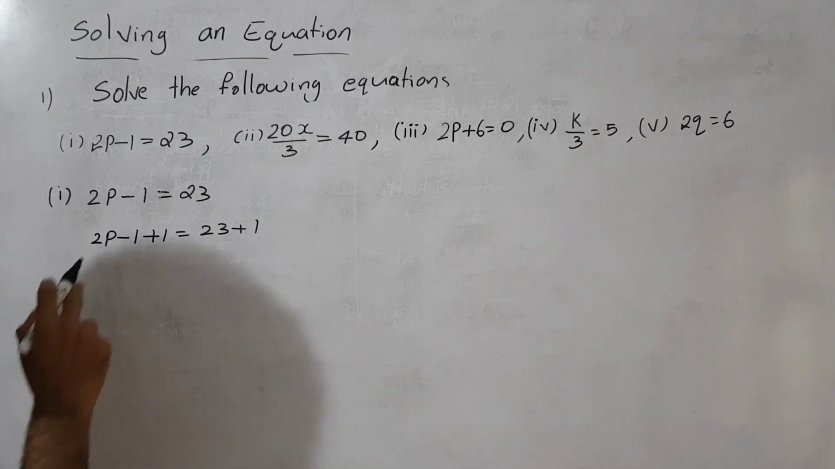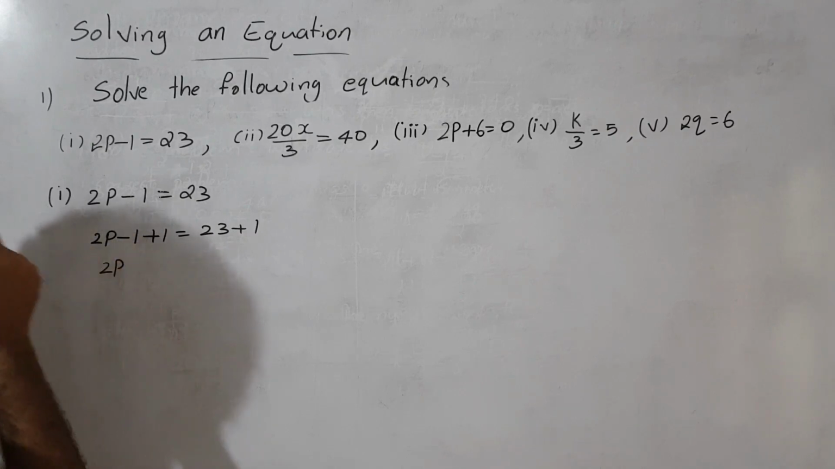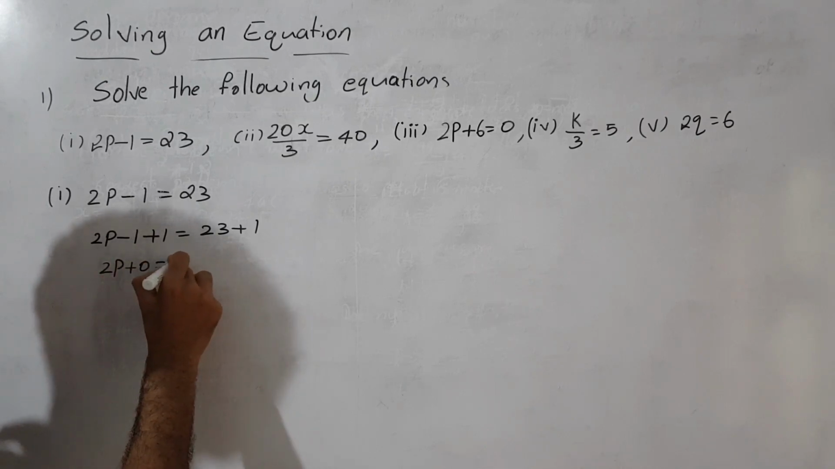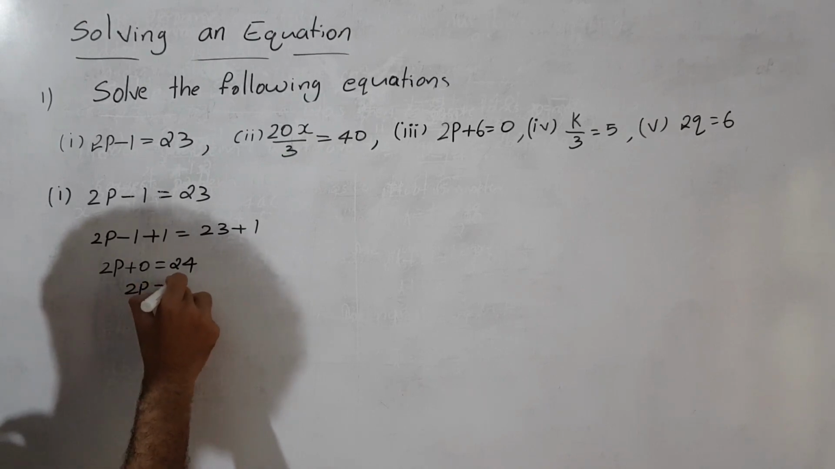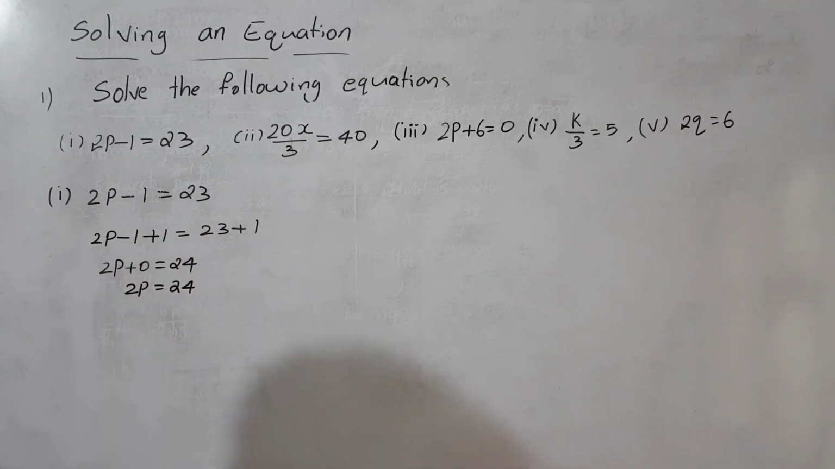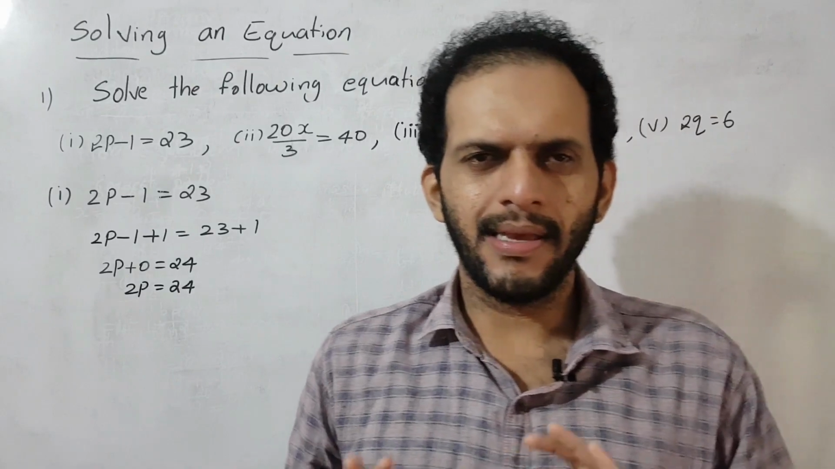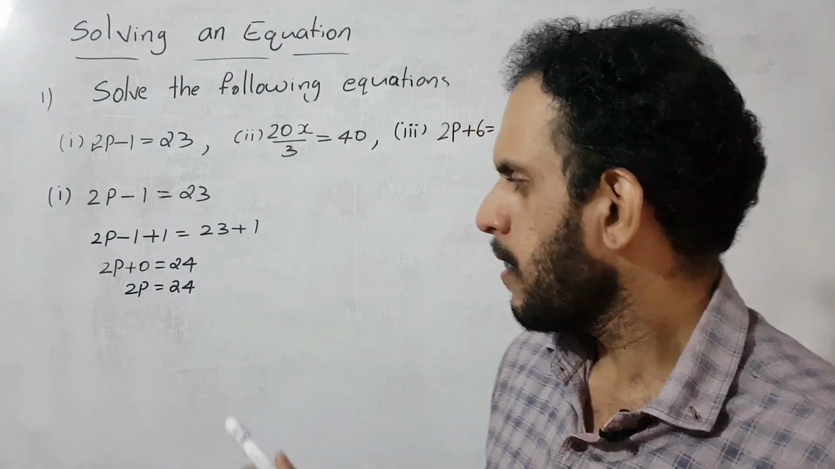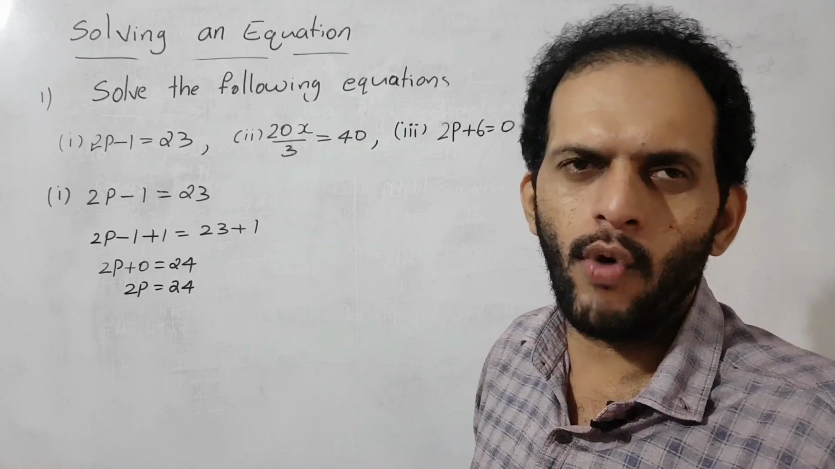Okay, then 2p minus 1 plus 1 is equal to 23 plus 1, that is 24, since minus 1 plus 1 is 0. Then 2p plus 0 is equal to 24. That is 2p plus 0, 2p. 2p is equal to 24. Correct. Then next we think about what lies in the LHS part. The LHS is 2p, the RHS is 24. Now is there any number with the variable p? Yes, we have a number with variable p.